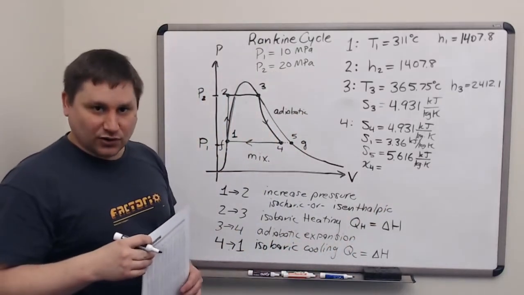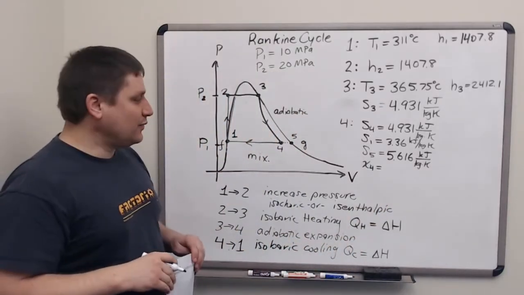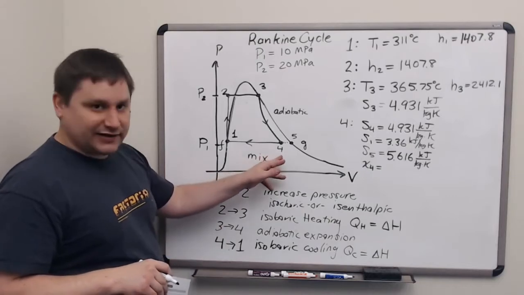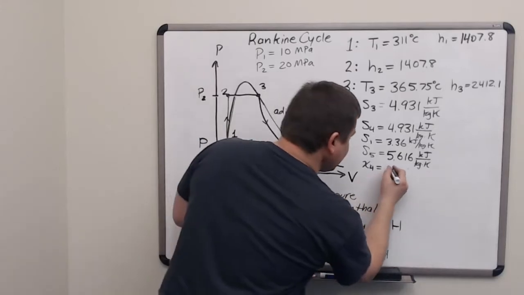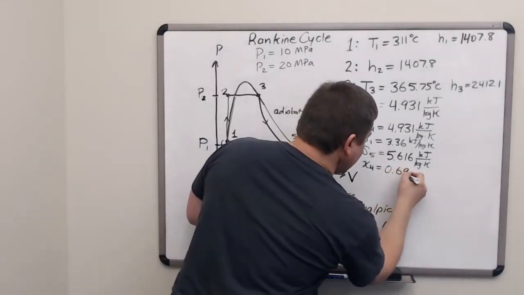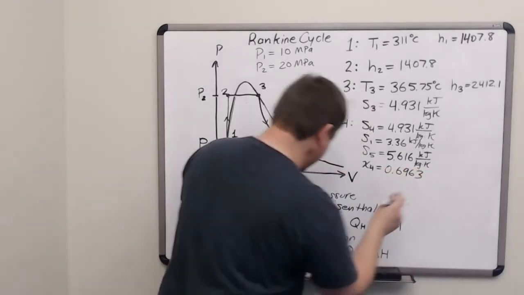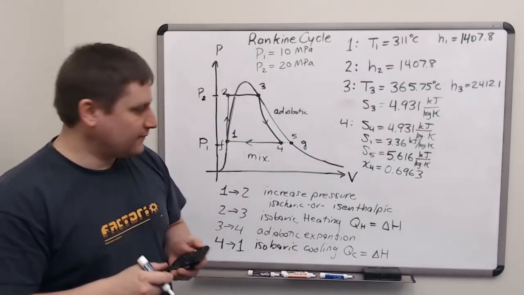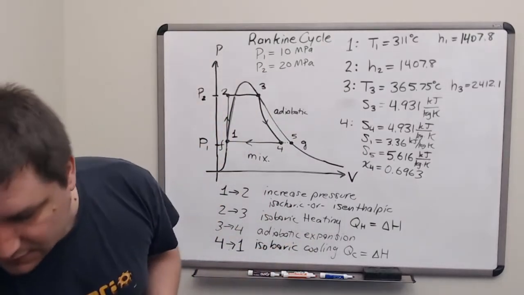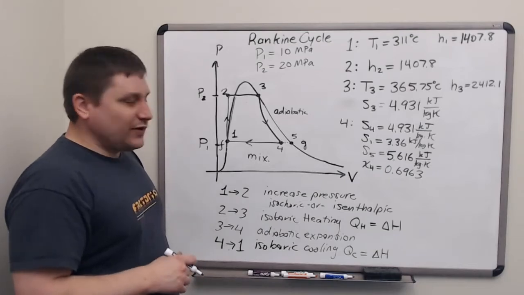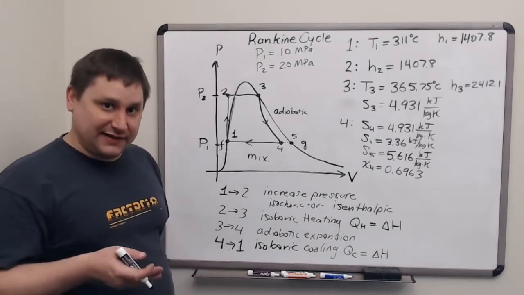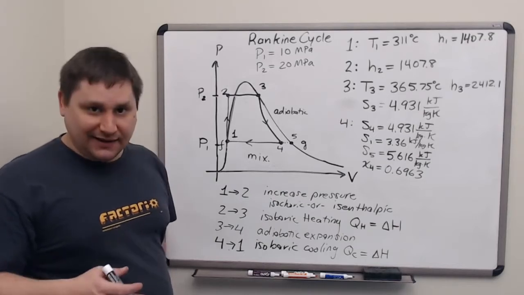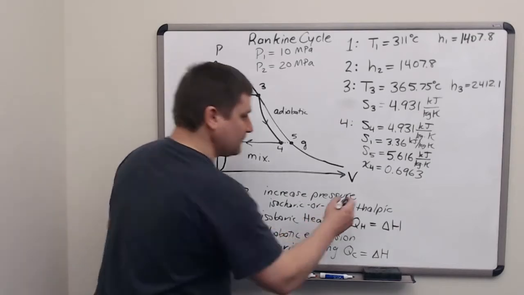Using the lever rule with the entropy values, we can determine that the quality at location 4 is 0.6963. We now use this quality value again with the lever rule for enthalpies to determine the enthalpy at location 4.